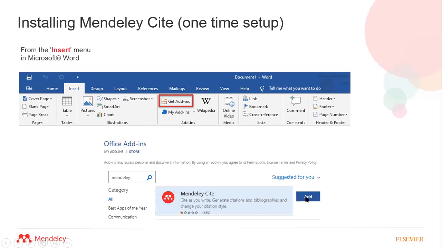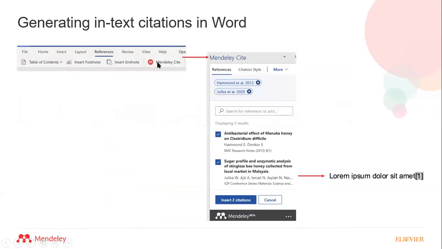After you add this, you will find Mendeley Cite appear in your Microsoft Word, but not under Insert. It appears under References. After you add it in, go to check under References whether Mendeley Cite appears or not.